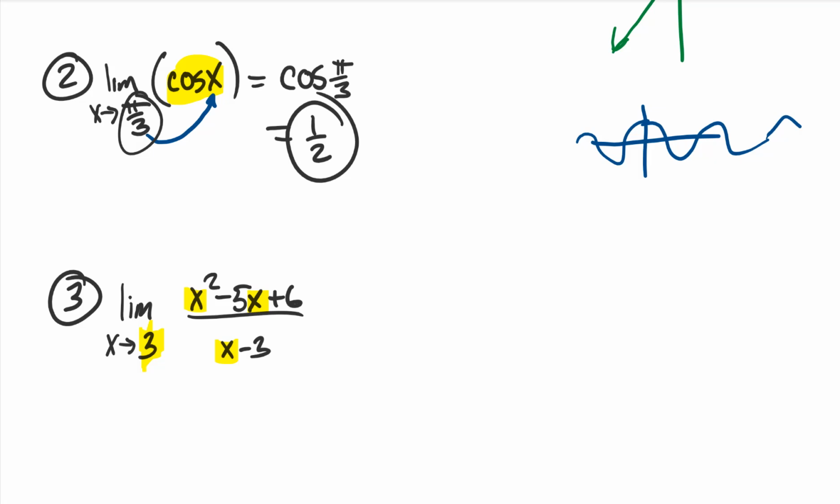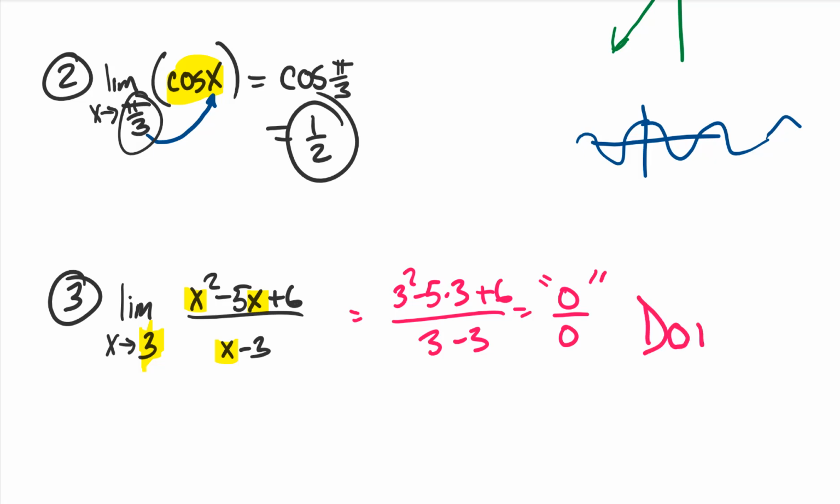I'm going to help you out real quick. When you plug in 3 on the side, you get 3 squared minus 5 times 3 plus 6 over 3 minus 3, right? Anywhere you see an x, we're plugging in 3. And this turns out to be 0 over 0. We've discussed it in past ones. This means do more work.